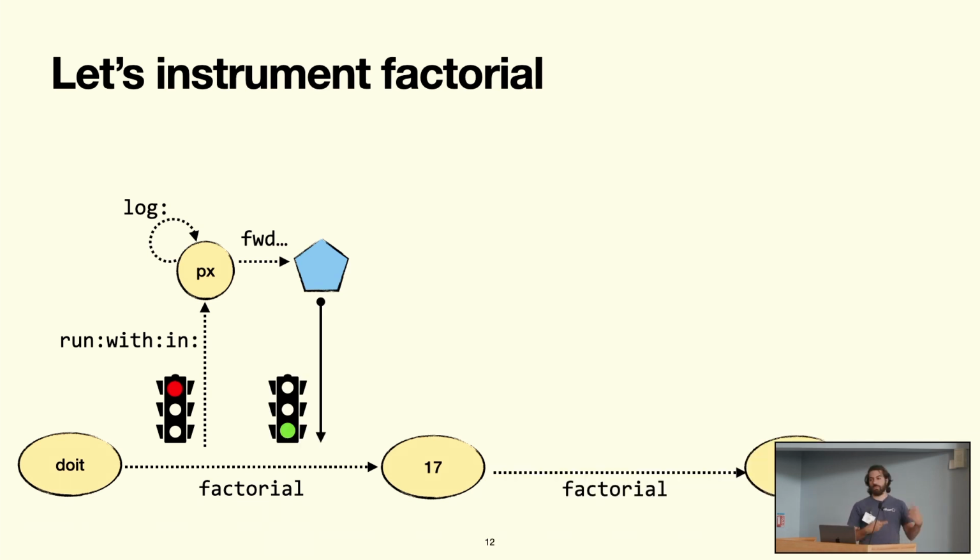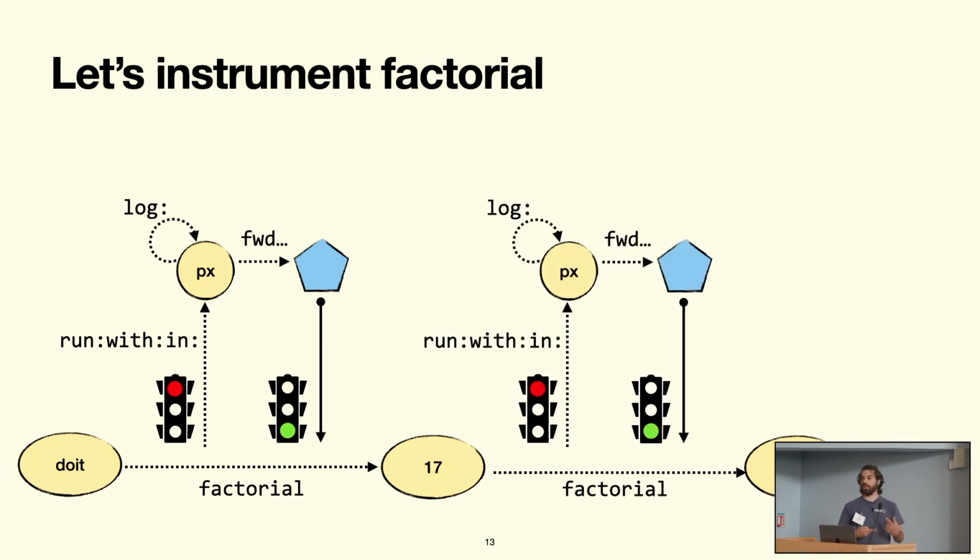Then we can continue executing with factorial of 16, which will eventually do the same, and so on. So every time there's a factorial message, we stop everything, call our proxy, handle the things that we want to handle, and then continue. Okay, so we instrumented factorial. We can log something before and after factorial. So far, do you follow me?